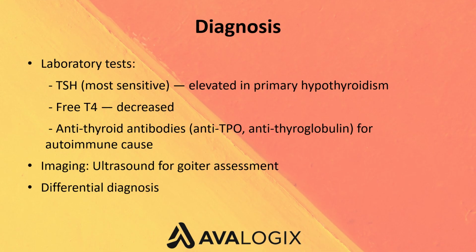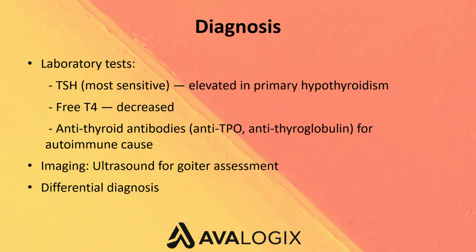Diagnosis begins with thyroid function tests. The hallmark of primary hypothyroidism is elevated serum TSH and low free T4 levels. TSH measurement is highly sensitive and is often the initial screening test. In central hypothyroidism, secondary or tertiary, TSH levels are low or inappropriately normal despite low free T4, so both values must be interpreted together. Testing for thyroid autoantibodies, particularly anti-TPO antibodies, confirms autoimmune thyroiditis.